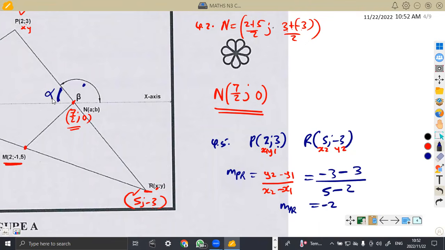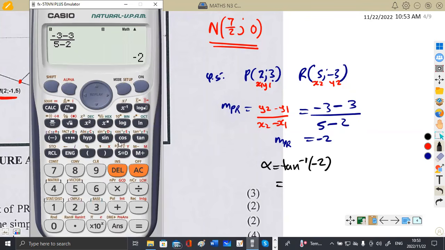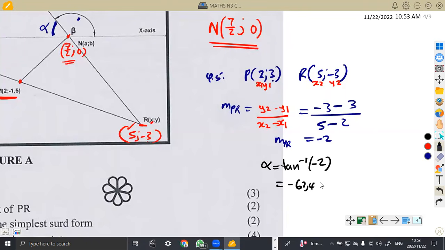This is the answer that we are going to have for the first time. So this is what we know. We know that the angle of inclination is supposed to be arctan of the gradient. So it's arctan of -2. I want you to see what is going to happen here. Arctan, that's shift tan -2. The calculator gives you the acute angle, which is negative 63.43 degrees, something like that.